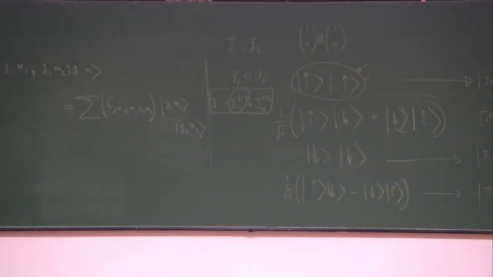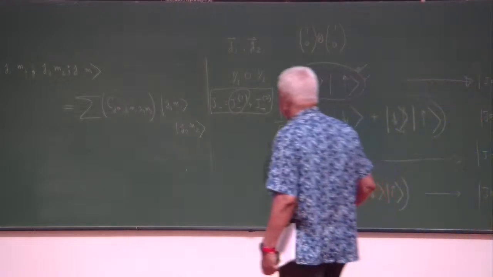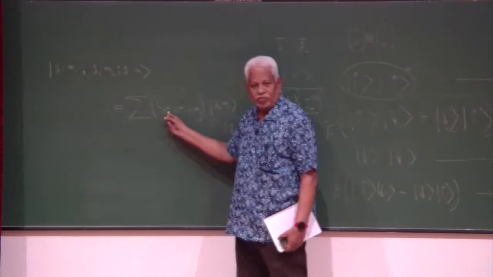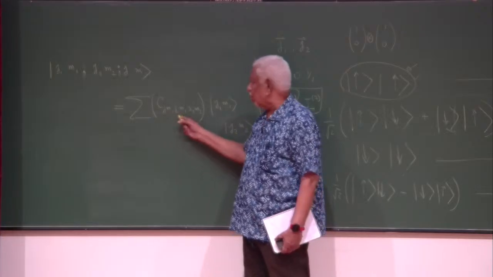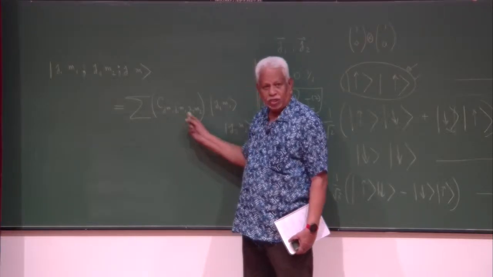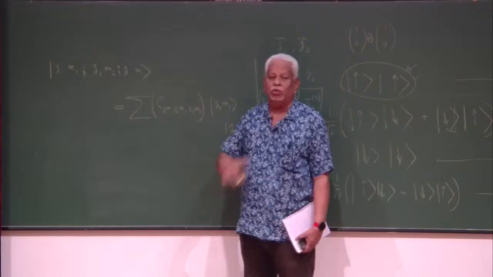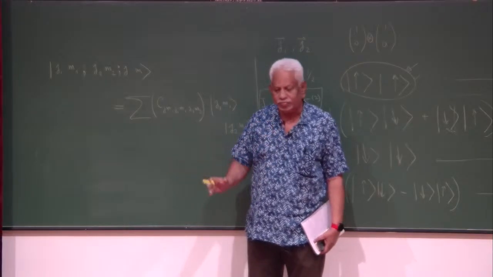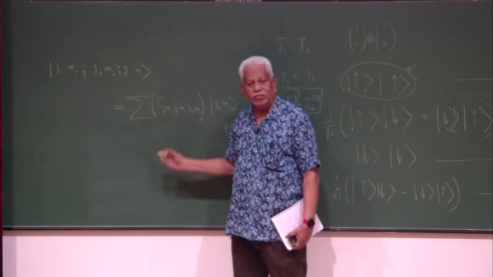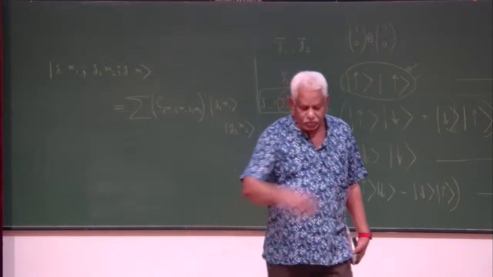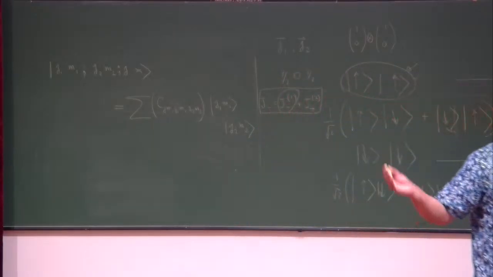Obviously, this M which you have here should be equal to M1 plus M2. If M is not equal to M1 plus M2, that coefficient is 0. So like that, you will have these relations. You can work out for arbitrary combinations.